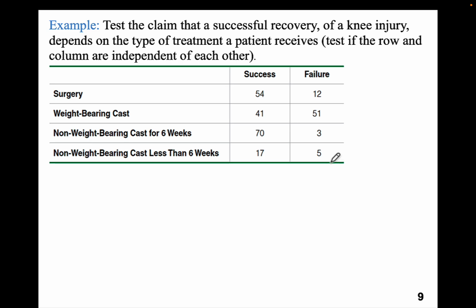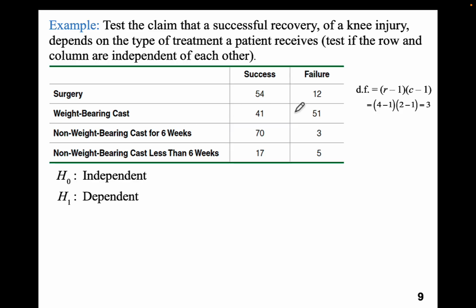So our job is to check. We get to crunch these numbers. Does success or failure depend on the treatment type that the patient received? All right. Our degree of freedom is going to be 4 rows minus 1 times 2 columns minus 1. Multiply those together and you get 3. Null hypothesis is set up as if the rows and columns are independent of each other. Alternative hypothesis is set up as if the rows and columns are dependent of each other. When we run the program, it looks like we're going to get a low p-value. Let's go check that out.